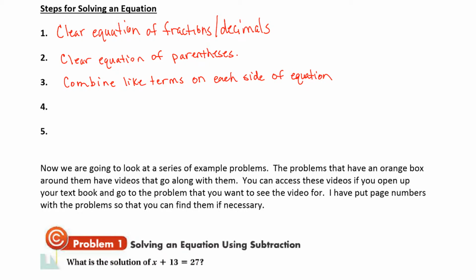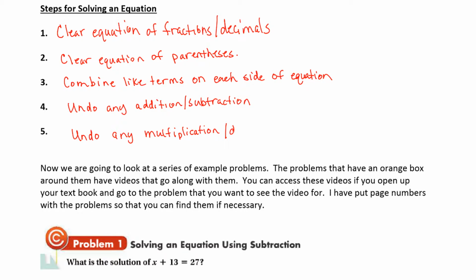Our fourth step is to undo any addition or subtraction. Undo means do the opposite. And the last step is to undo any multiplication or division.